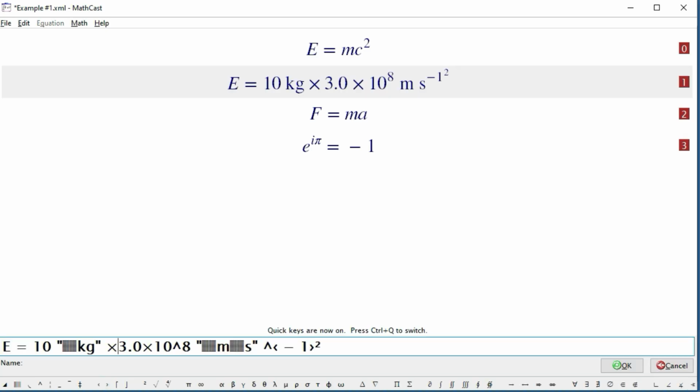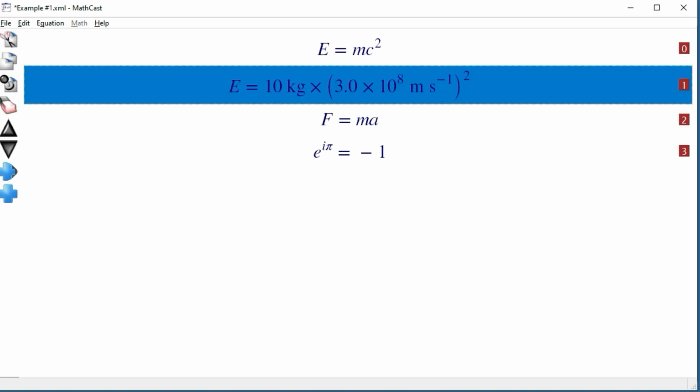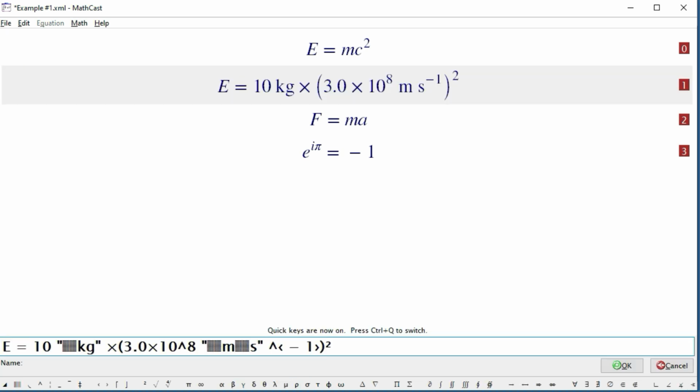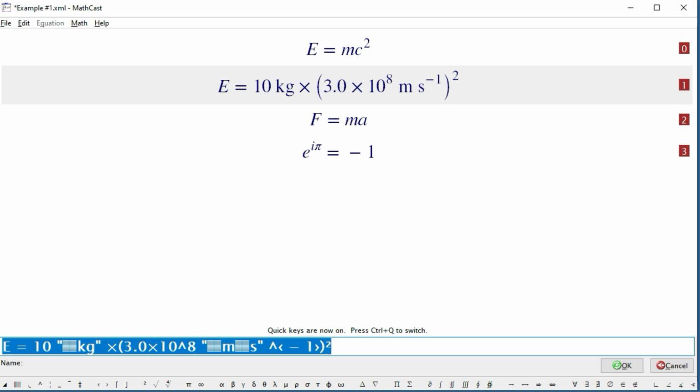So if I put a left bracket here and then put a right bracket there, oh look, that looks, as a purist on this kind, absolutely beautiful. So 10 kilograms times 3 times 10 to the 8 meters per second squared, and then we can take this, and once you've done the hard work of typing it in, just Control C.